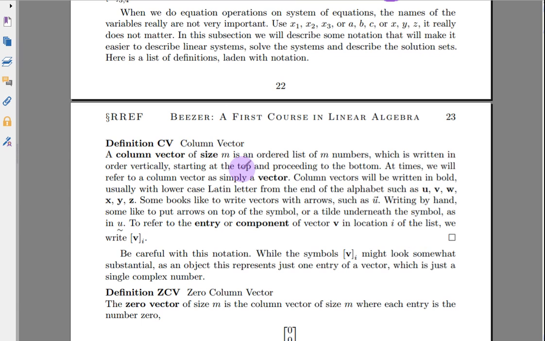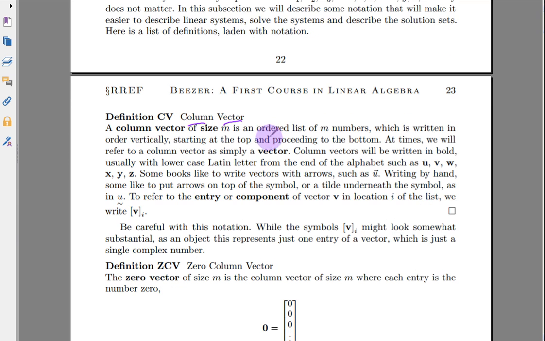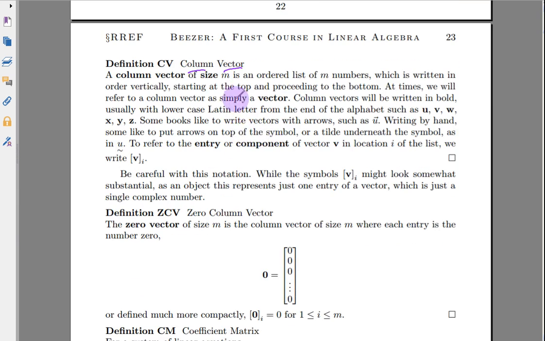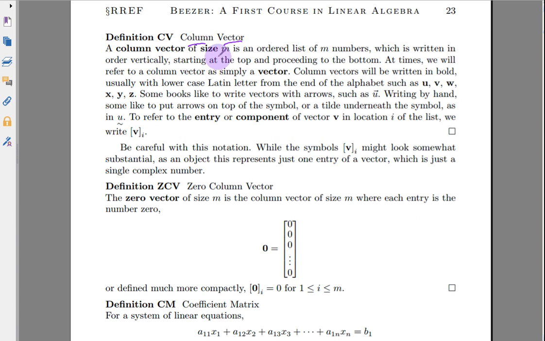Second definition, the definition of a column vector. Now, a column vector is very similar to a matrix. It's just a matrix with one column. All right? So a column vector of size m has m rows and one column. For instance, here's an example of a column vector. This column vector has all zeros. We say the entries of this column vector are all 0.